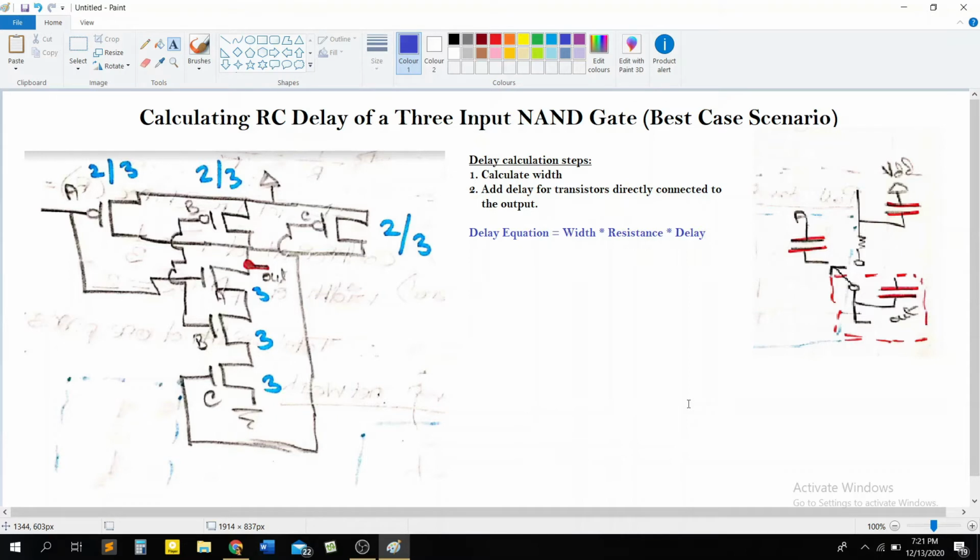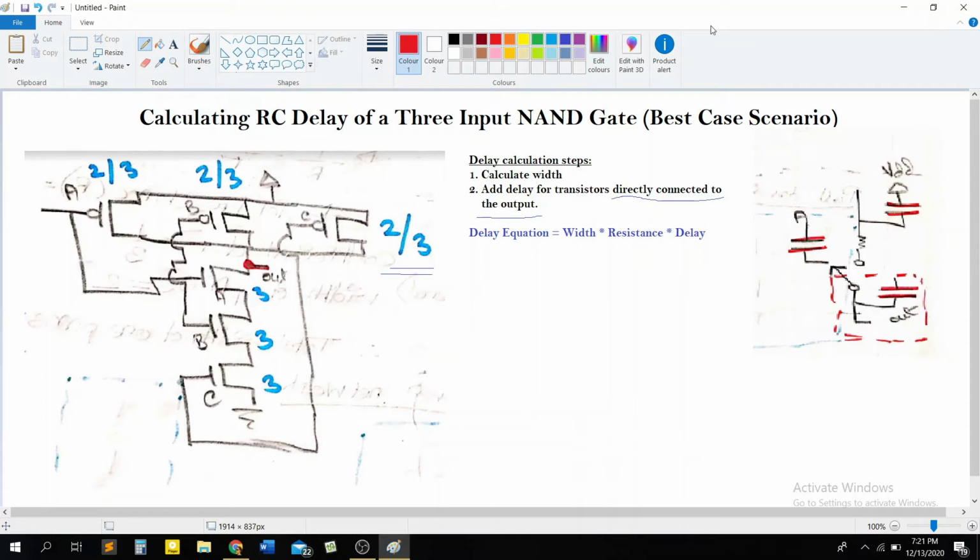This is basically the second video of our RC delay calculation of a 3-input NAND gate, and we did the width calculation for the best case scenario. As you can see here, we already have our widths written on the circuit. So let's recap a little. Remember that the delay calculation had two steps for RC delay. The first one was calculate width, which we already did. And the second was calculate the delay for transistors that are directly connected to the output. So now we're going to understand what directly connected to the output basically means. So let's recap a little more.